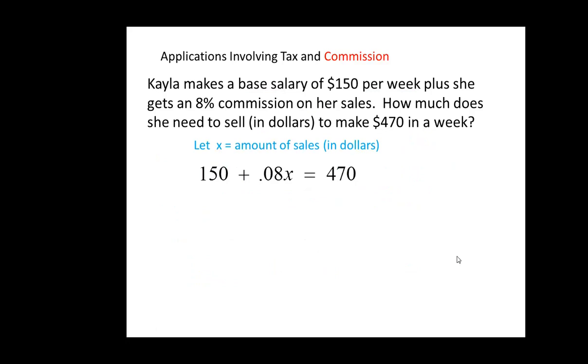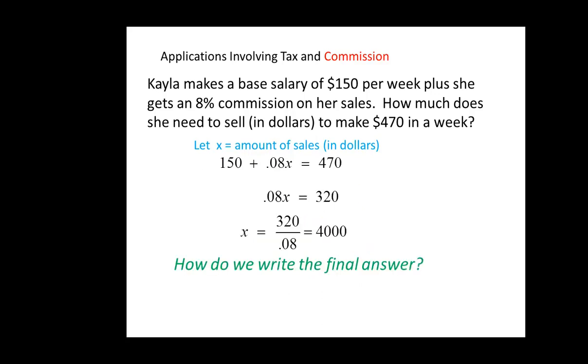Now, to solve this equation, we want to get x by itself. We'll subtract 150 from both sides. We have 0.08 times x equals 320. Now we need to divide by 0.08. And we get our result for x as 4,000. So there we've solved our equation.